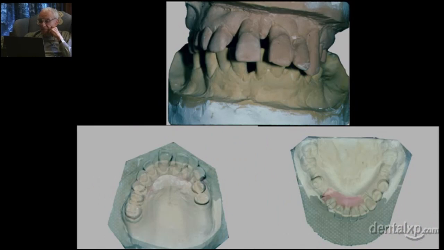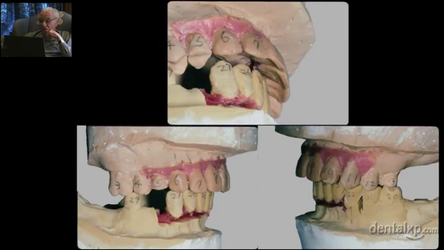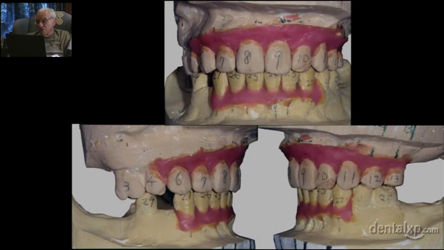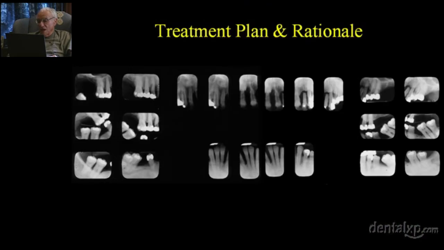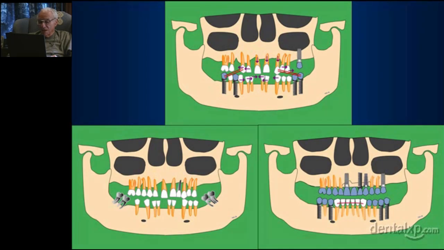And just a model setup. Once we are going to make major changes, we prefer that in most instances a trial setup is done on the model, establishing the type of occlusion that you would like to see established in your therapeutic result. And notice that the posterior teeth, lower molars, are to be removed, and the posterior occlusion will be partially supported by implants in combination.